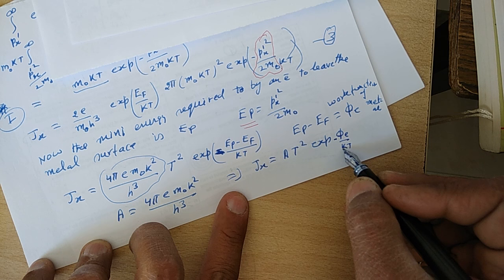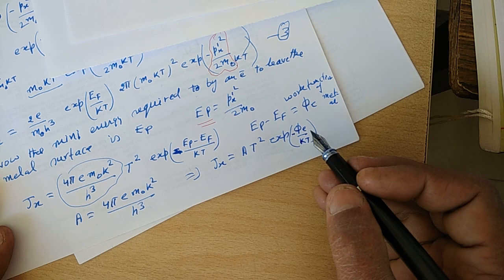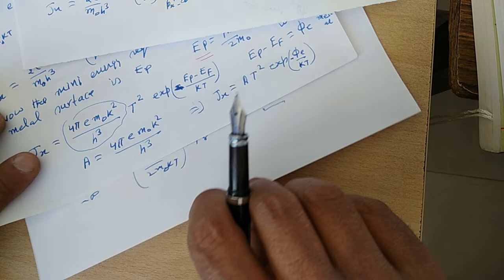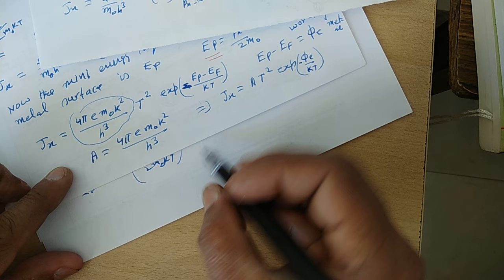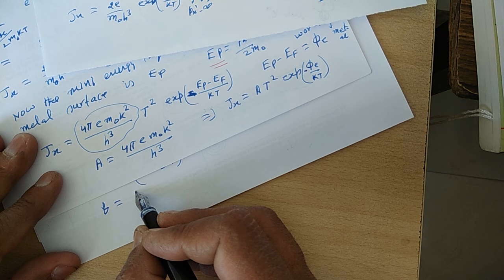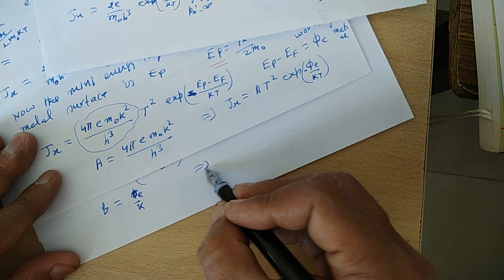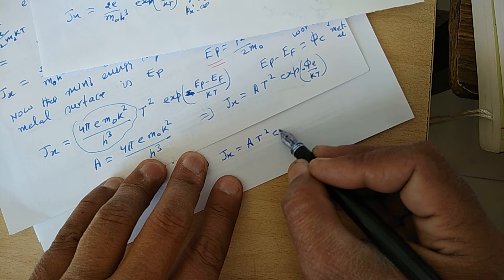And we can also consider another constant. This is our final equation now. So I will use another constant B equal to phi e by k. So this equation reduces to jx is equal to A t square exponential minus B by T.